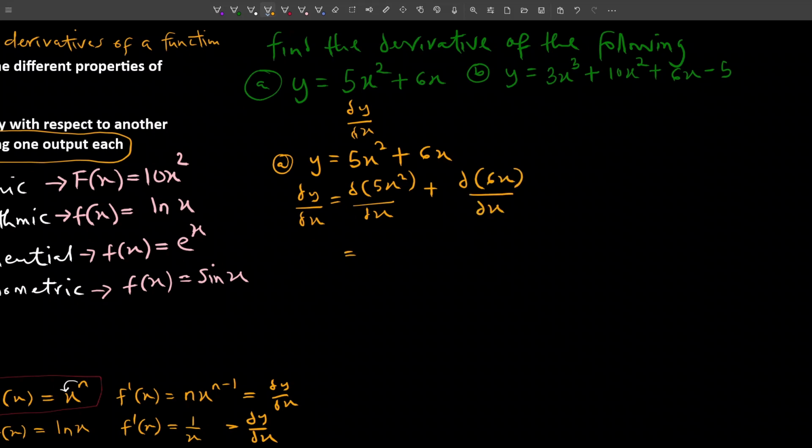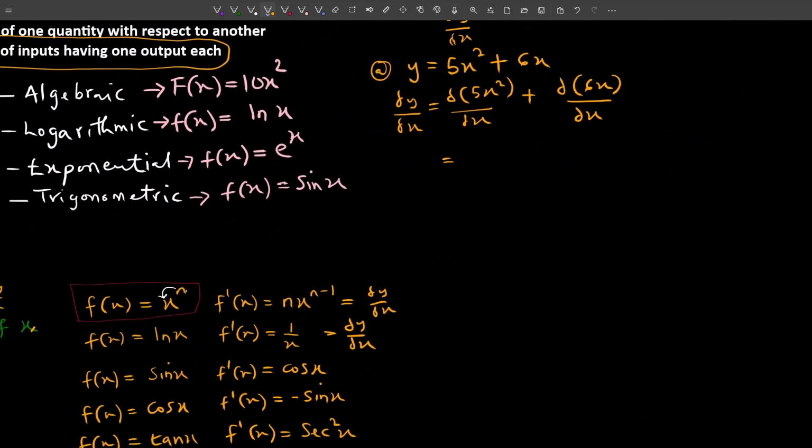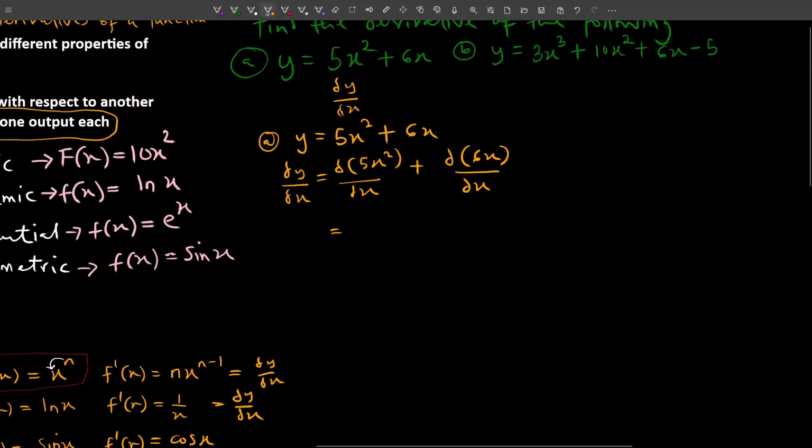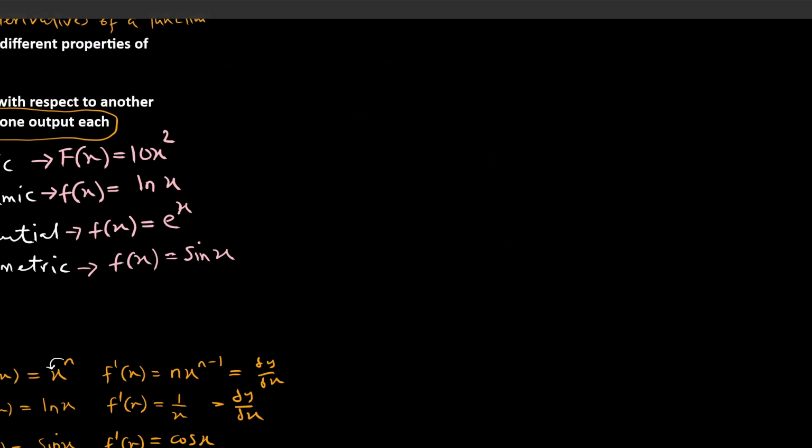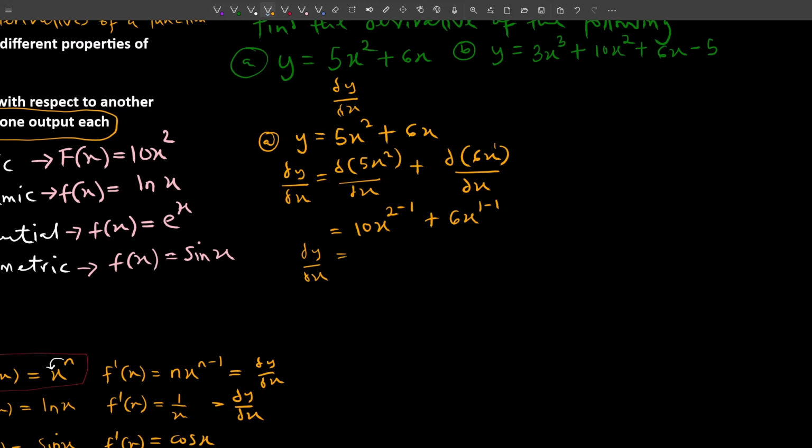You know what to do. As I said, the first scenario is when the power comes to the front. This is an algebraic function, so I think this should be the easiest. You multiply everything, and it becomes 10x raised to 2 minus 1, plus x still has the power of 1. So if 1 multiplies everything, it becomes 6x raised to 1 minus 1. So dy dx will be equal to 10x raised to 2 minus 1, which is 10x raised to 1, plus 6x raised to 0. You know that x raised to 0 is 1, so this will give me 10x plus 6.